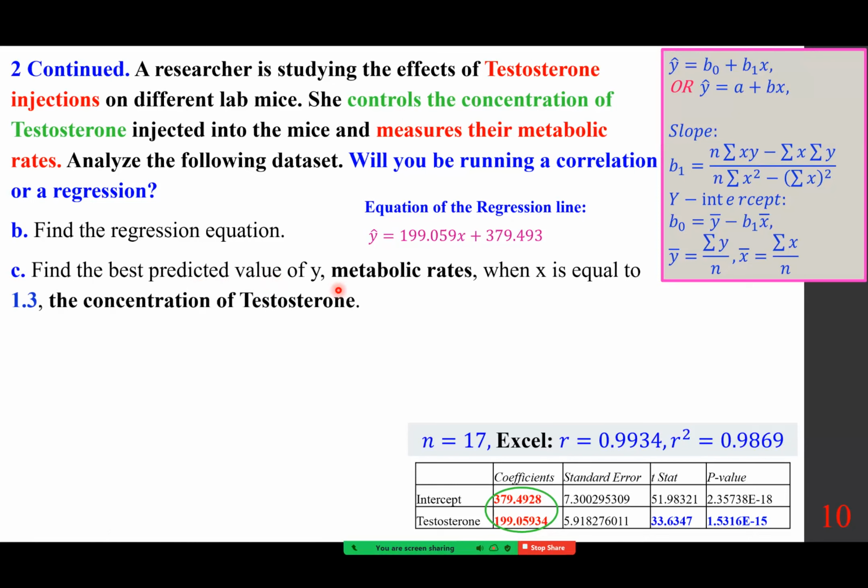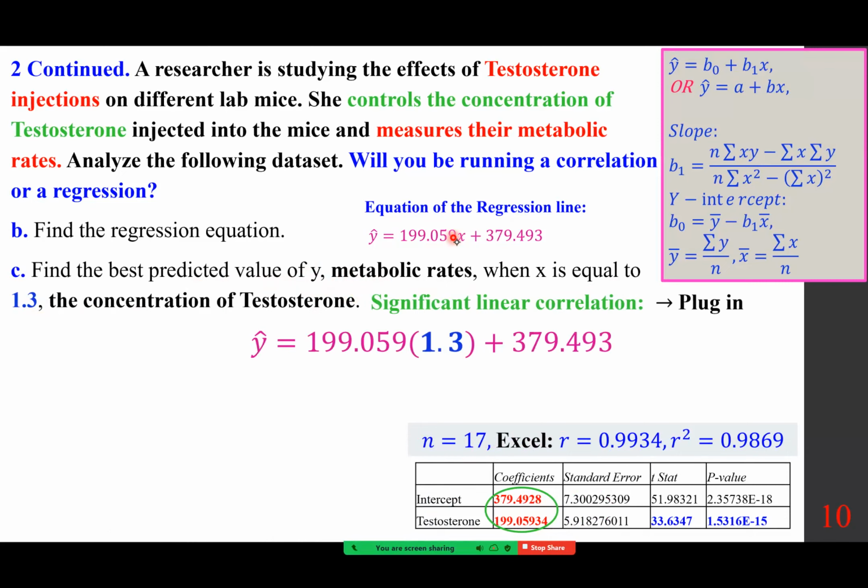Find the best predicted value of y, which represents the metabolic rates, when x is equal to 1.3, the concentration of testosterone. We proved there is a significant linear correlation. Therefore, we plug in, meaning put 1.3 instead of x. Do the math. So when x is equal to this number, y hat is equal to 638.2697. Again, I'm using a lot of decimals. You have to really pay attention to the question to figure out how many decimals.